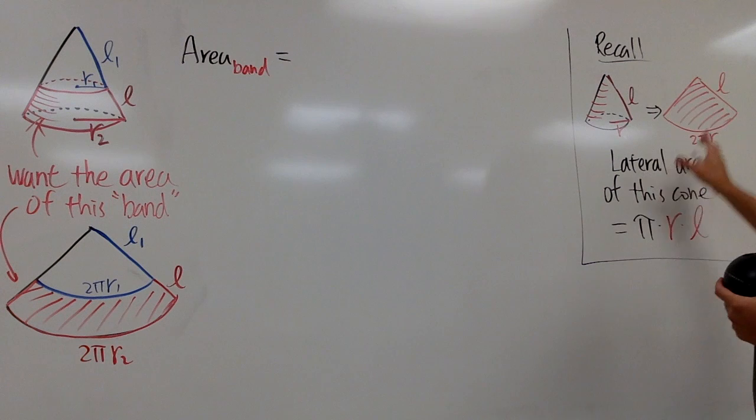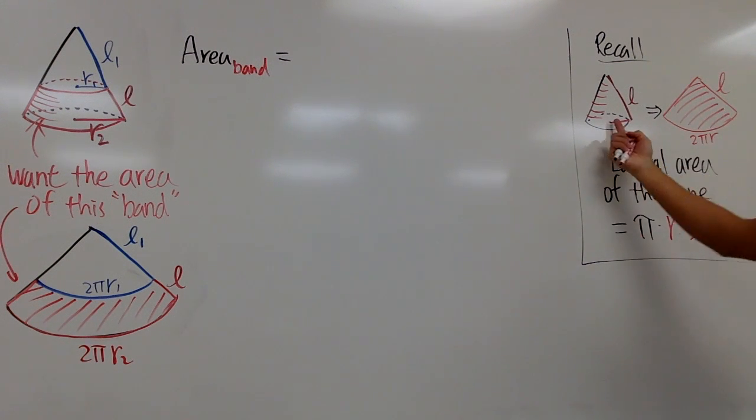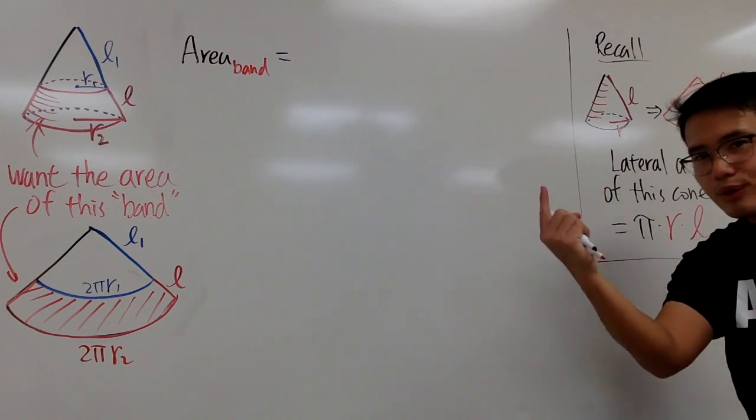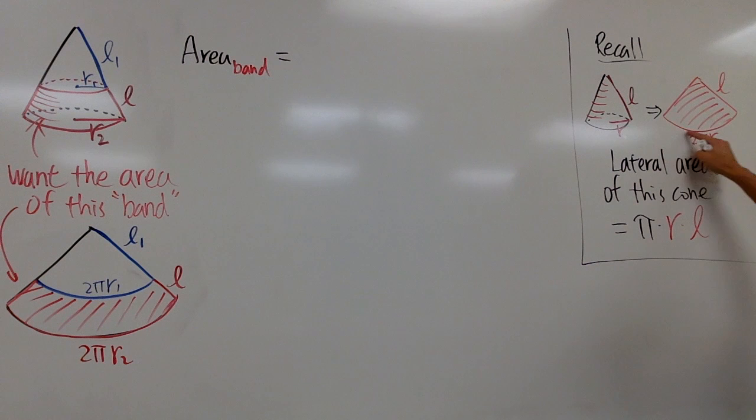Even though you see the picture right here, this right here is 2 pi R. It's because on the base right here, you have to go around the circle one time. And that's the circumference on the bottom right here. So you have the 2 pi R here. But you have to remember the area of this right here is pi times R times L.